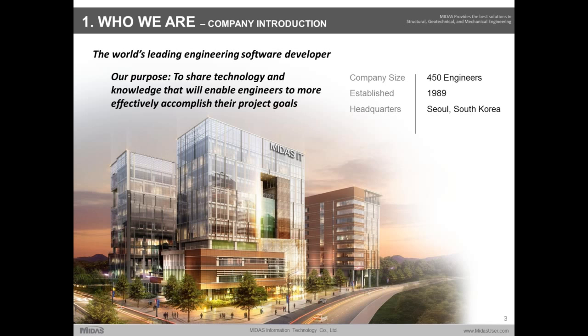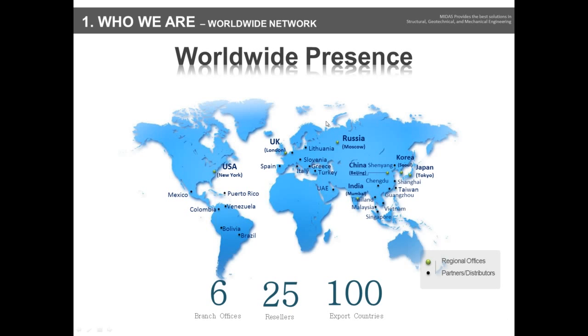Okay, so first who we are. So Midas is currently the world's leading engineering software developer, and our purpose is to share technology and knowledge that will enable engineers to more effectively accomplish their goals. And so currently we have a company size of about 450 engineers. We were started in 1989, and our headquarters is currently in Seoul, South Korea. But as you can see, within a short time frame of getting started in 1989, we've been able to establish a worldwide presence due to the quality of our products as well as the reliability of our services.